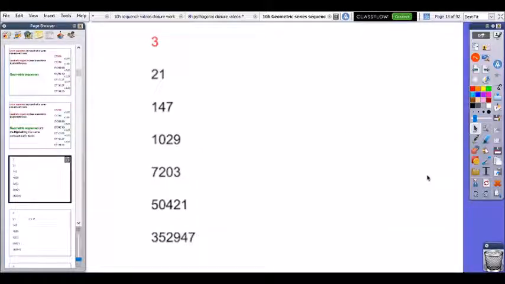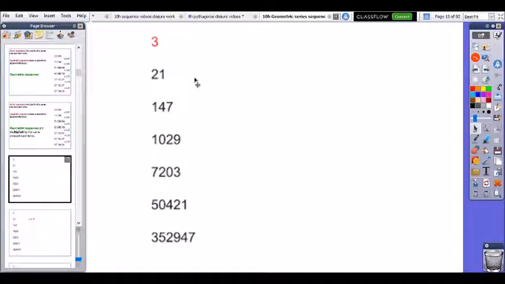Okay, so here is a sequence of numbers. I would like you to tell me, is this or is this not a geometric sequence and why? So again, pause the video if you need some more time to think. The question is, is this a geometric sequence and why? Okay, so this is a geometric sequence.